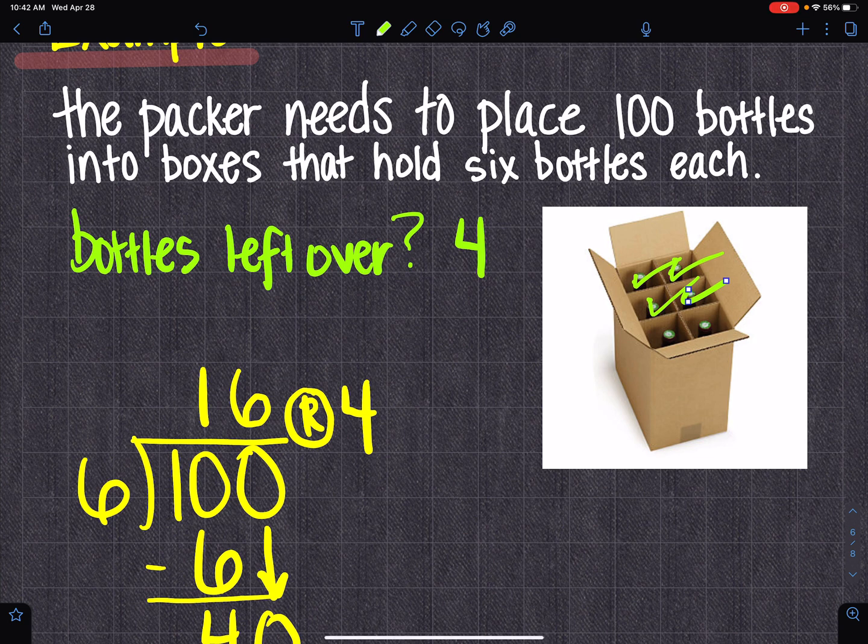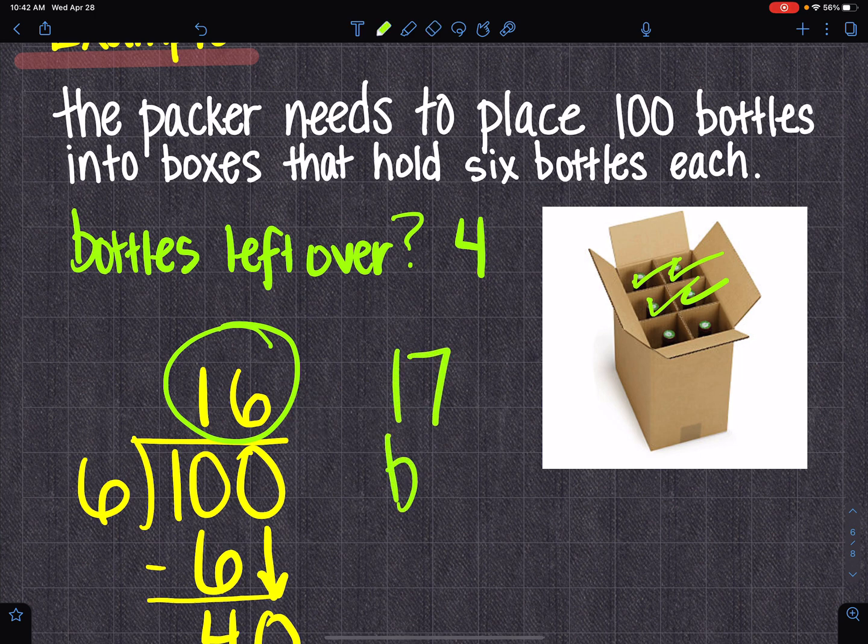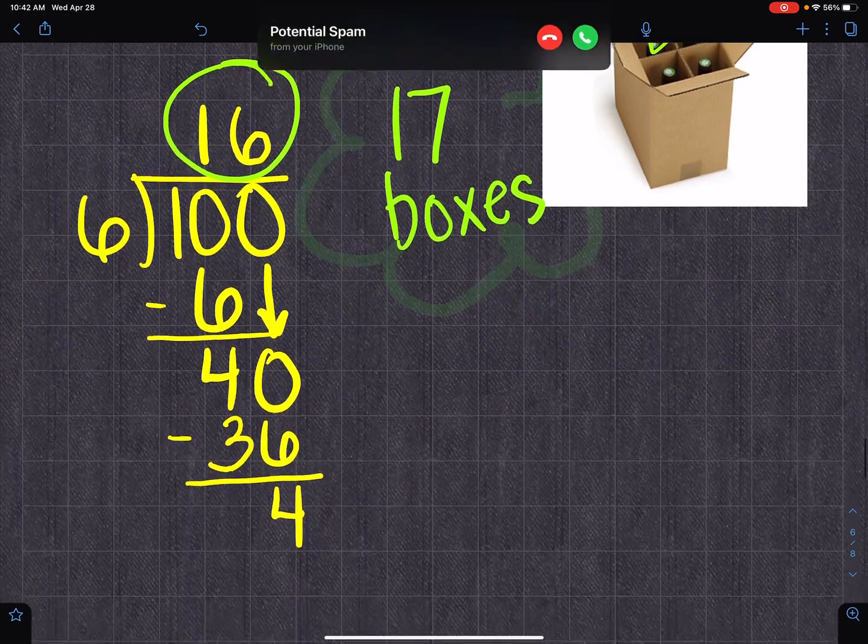So then instead of having 16 boxes, you're actually going to need 17 boxes total. One of them's going to be partially empty. One of them's only going to have 4 bottles in it. Does that make sense, Danny? That's the important part to remember of these problems. Okay, so 17 boxes are needed to hold all of them.